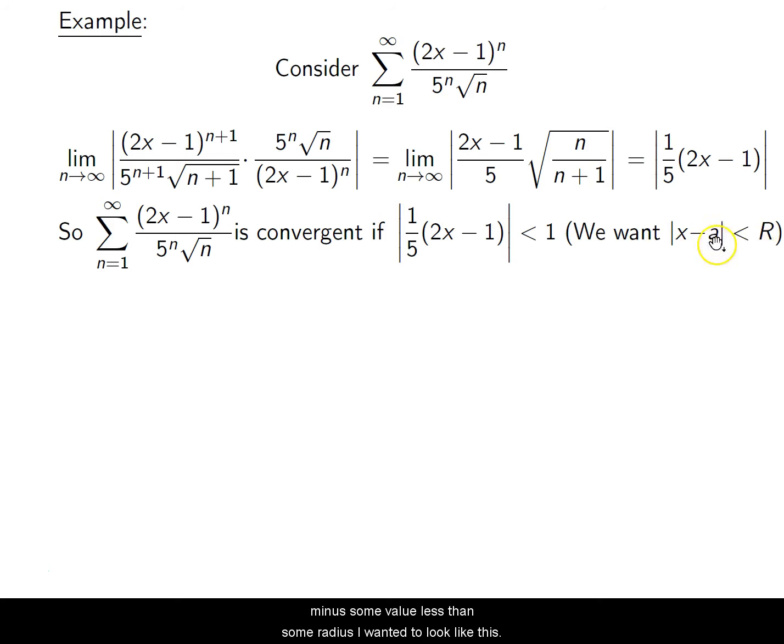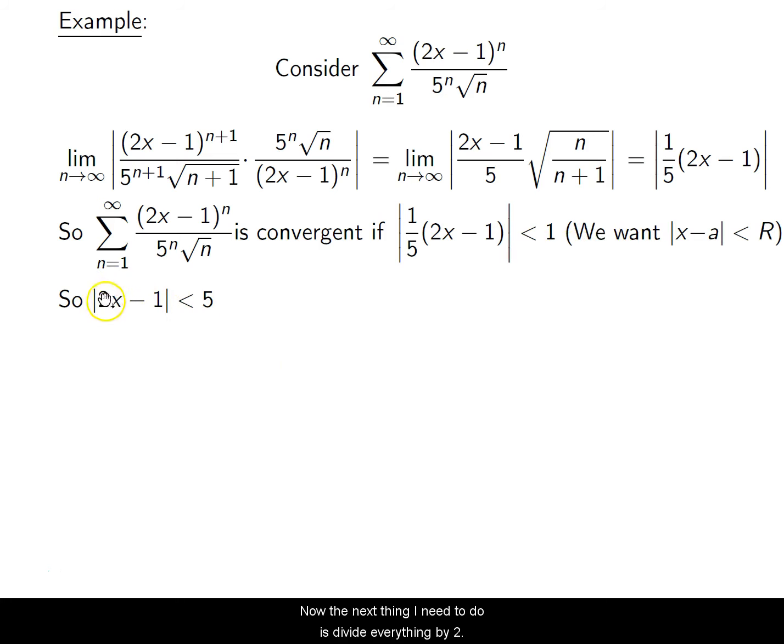Okay, I want it to look like this. So what I have inside my absolute value does not look like this. I have a bunch of stuff with my x. I need to isolate this x. So that's how I figure out what my radius of convergence is, by isolating this x. So the first thing I'm going to do is multiply everything times 5 to clear this 5 out. So I got 2x minus 1 is less than 5, right?